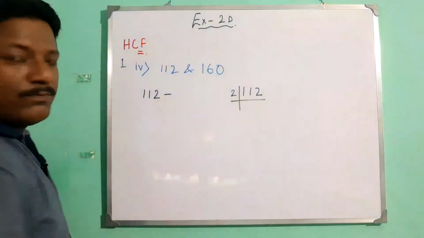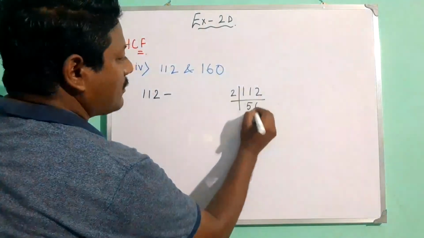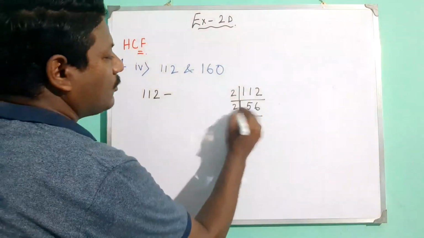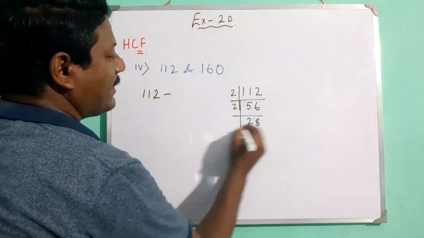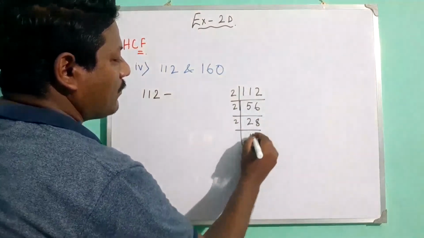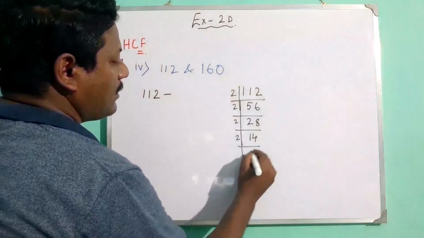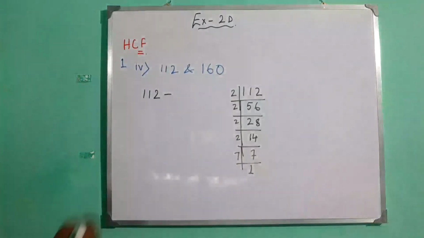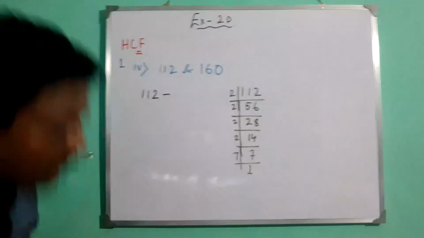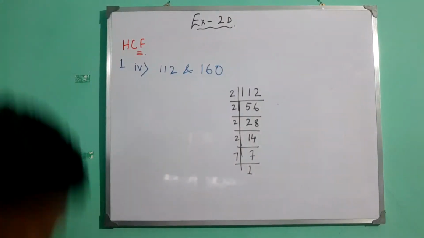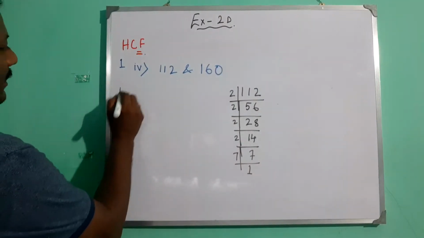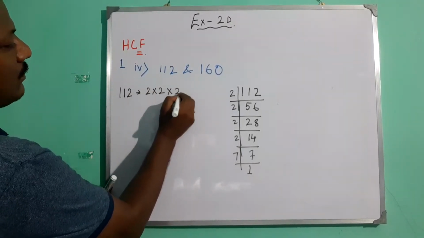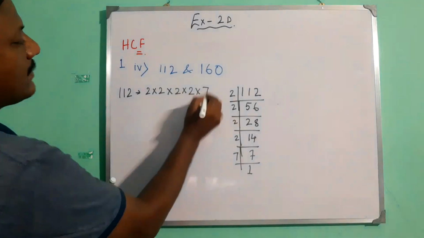It can go by 2, 2 5s are 10, 2 6s are 12. It can again go by 2. We can write 2 2s, 2 8s. It can again go by 2. 14 can go by 2, 7 and 7 ones are 7. So the factors we can write over here. The factors of 112 are 2 into 2 into 2 into 2 into 7.